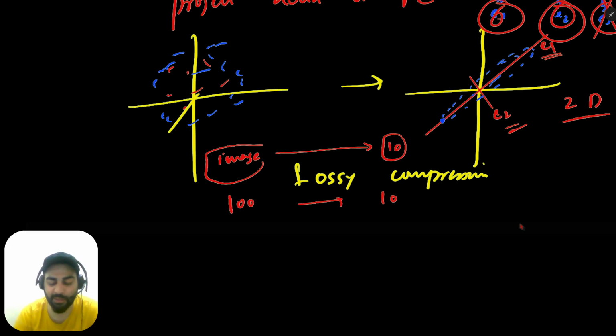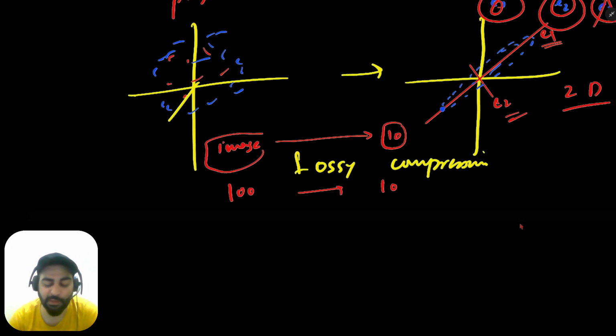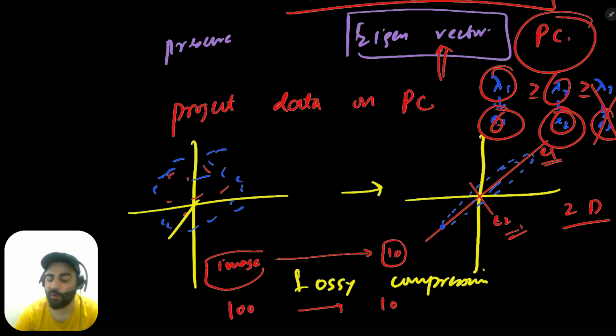So what are principal components? They're nothing but eigenvectors. Okay, and we'll get into details of this when we learn optimization, and we'll try to derive the mathematics at that time. Now I just wanted to show you what these principal components are.